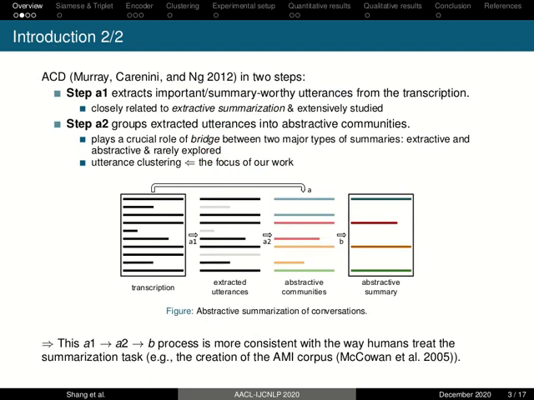We note that the steps A1 and B have been extensively studied as extractive summarization and generation problems, while step A2, utterance clustering, is a task little explored in the literature. So our work focuses on this step in particular.